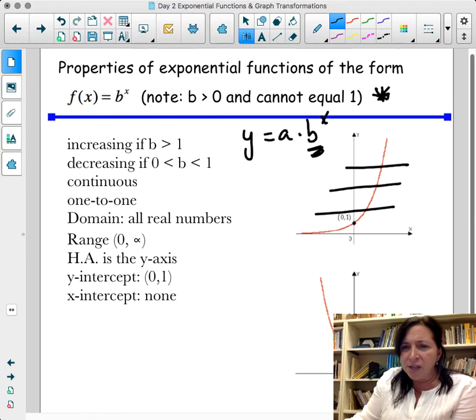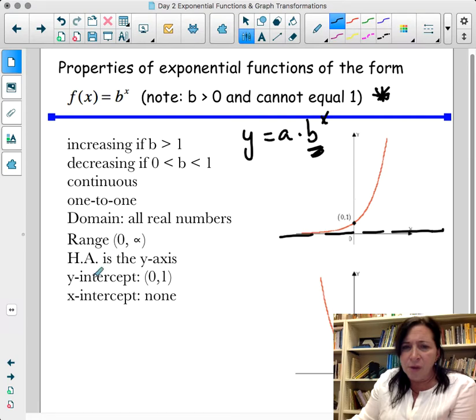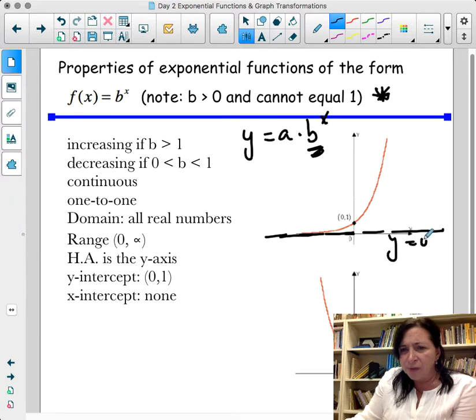The range does go from 0 to infinity. So meaning 0, because that's my asymptote right there. Okay. You also know that the horizontal asymptote is the y-axis, which is this. So that's y equals 0.